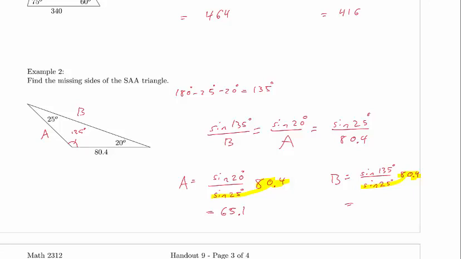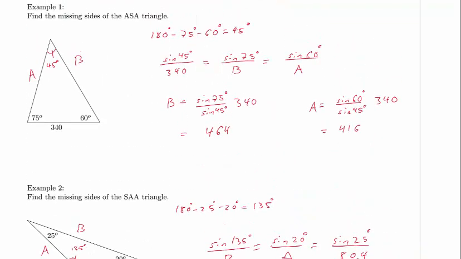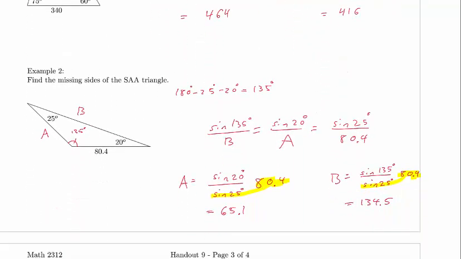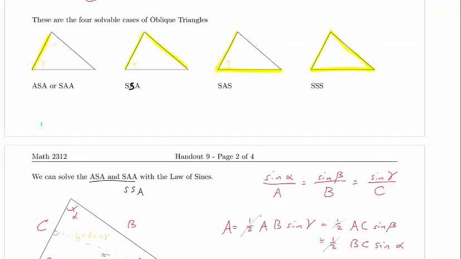And then the second one will be 134.5. Okay, and that's it. That is using the law of sines for using these two cases. Now we have two other cases to look at.